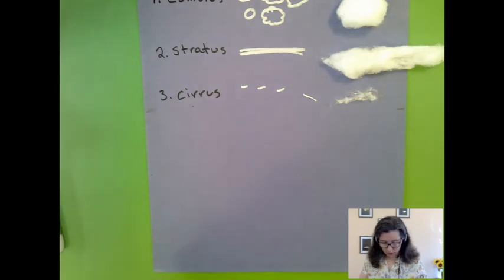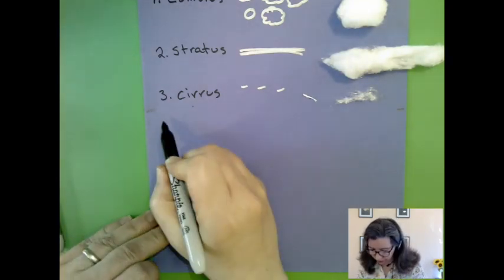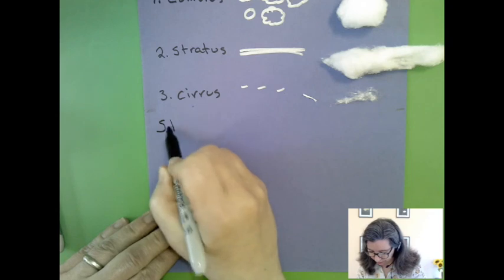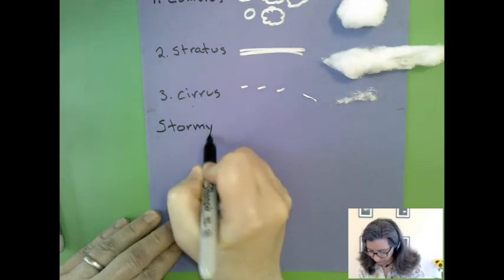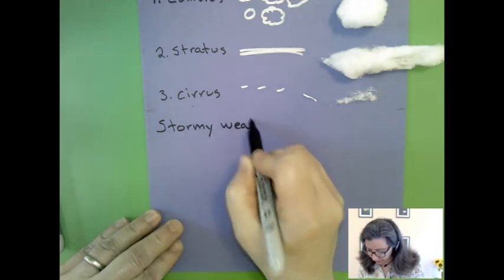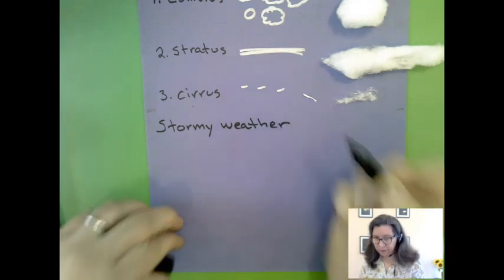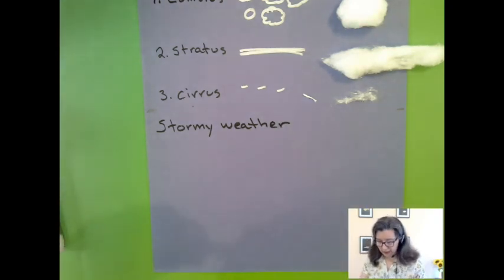So let's write stormy weather. Because the next kinds of clouds, number 4 and number 5, those are the clouds that usually mean that some storms or rain or snow are coming our way.